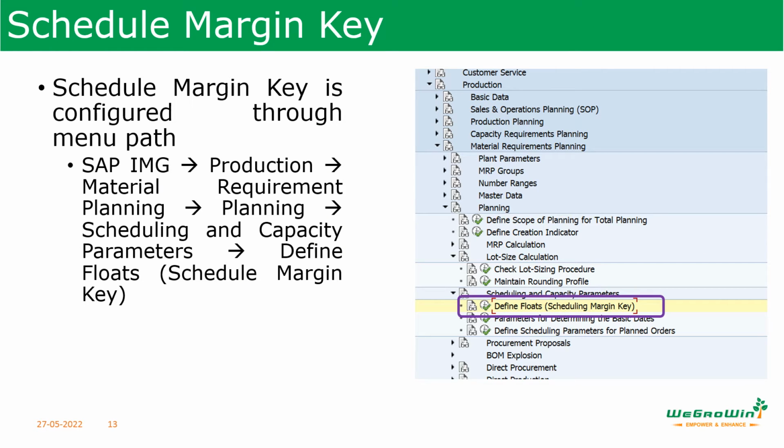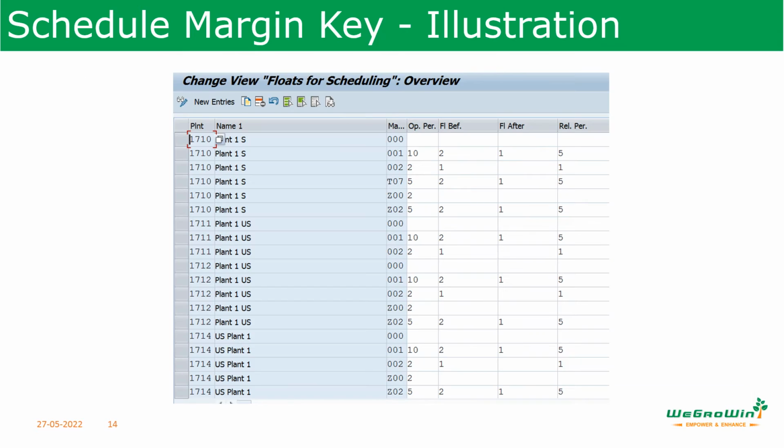Next is the schedule margin key. Schedule margin key is used to define the float, that is the cushioning period in days before and after the actual production date. That is what we define as a schedule margin key. The float, the cushioning period, before and after, is defined in working days. For example, here there are some examples given like plant 1710, schedule margin key 00001, 002.